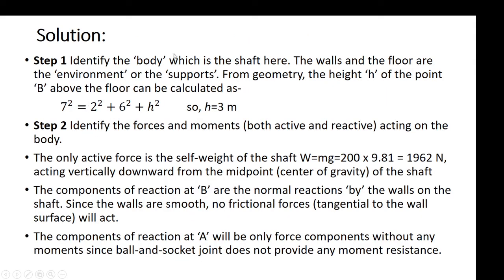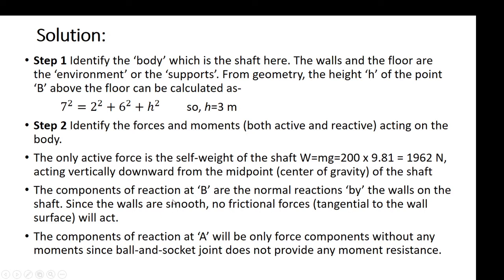Step 2, we have already identified the body which we want to explore, that is the shaft. Step 2 is to identify the forces and the moments which are active and reactive. Now, the only active force is the self weight of the shaft. The mass is given 200 kg. We can easily find out 200 into 9.81 is 1962 Newton, acting vertically downward from the center of gravity of the shaft, that is the midpoint.